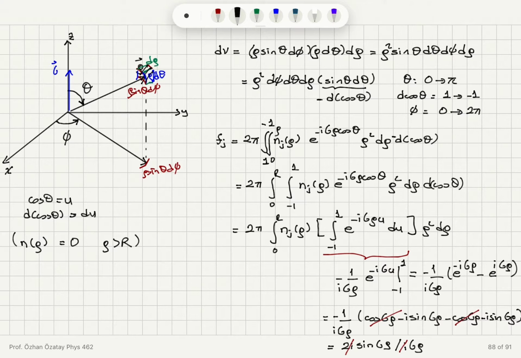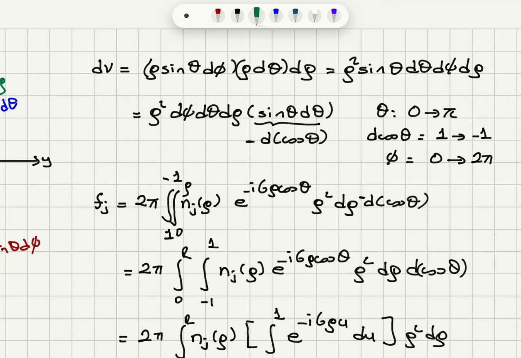Okay, so let's erase this because we have made a mess here. Okay, so those are the three elements we have to consider: rho d theta, d rho, rho sine theta d phi. So the volume element is rho squared sine theta d theta d phi d rho. Now I see that sine theta d theta can be written as minus differential cosine theta. Because the derivative of cosine theta with respect to theta is minus sine theta, so minus sine theta d theta would give me d cosine theta, so I need a minus sign.